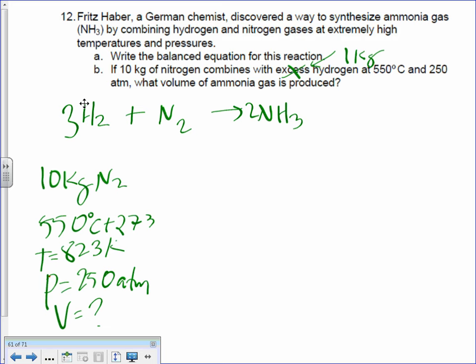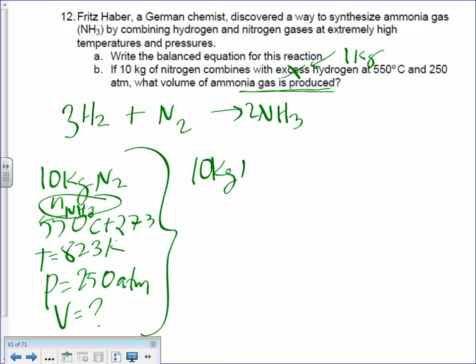What else do we not have just very evident here? Our n. So we don't really have n of what? Talk to yourself here. What is all this other stuff referring to? Yes, so it's talking about the gas produced, ammonia. So n is referring to moles of NH3. We don't have grams of NH3, we have grams of nitrogen. So what do you have to do to this? Eventually use a mole ratio to get to ammonia, right? So you can't do that straight off the bat. 10 kilograms of nitrogen must be converted to what?